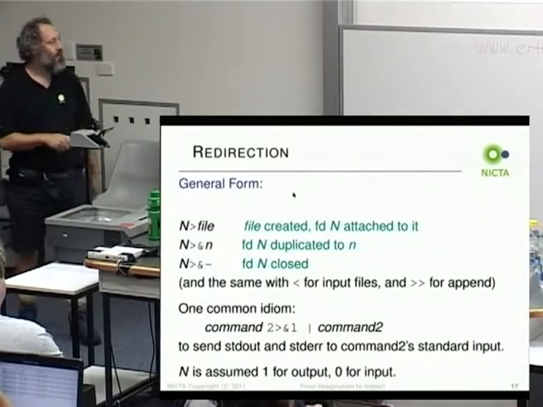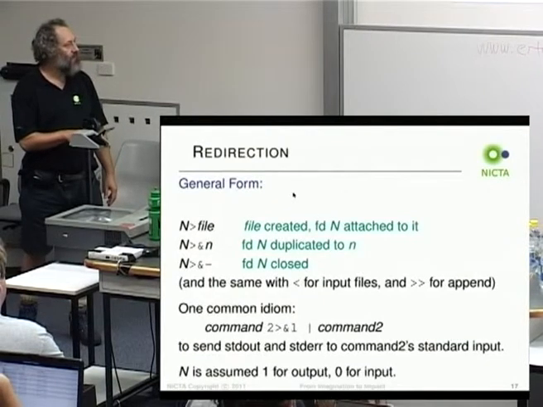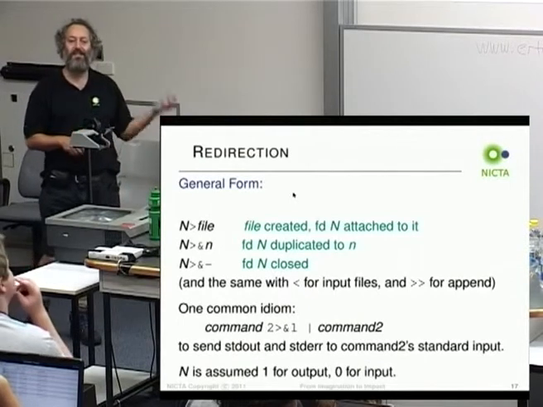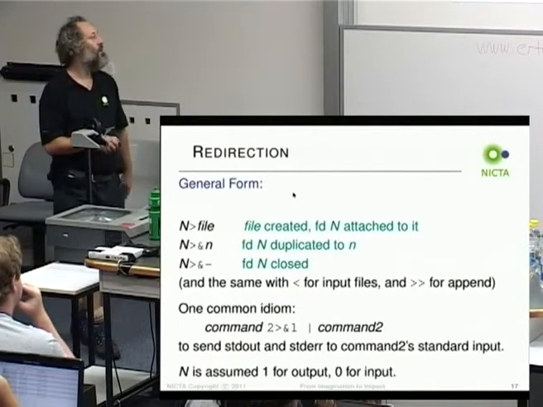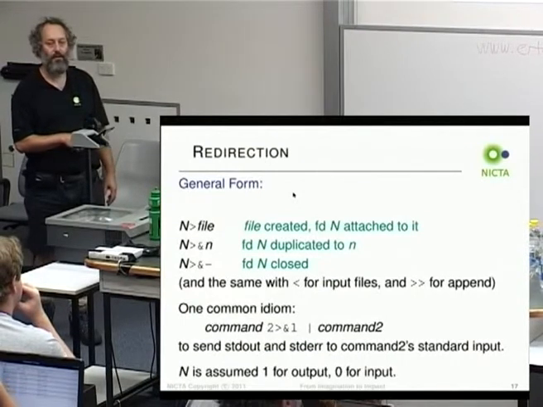One very common idiom, if you've got a pipe, and we haven't really come to pipes yet, then standard input of this command is normally attached to standard output of that command. If you want to send the error output through, then you need to use 2>&1 to duplicate 2 onto 1 before the pipe. Right.